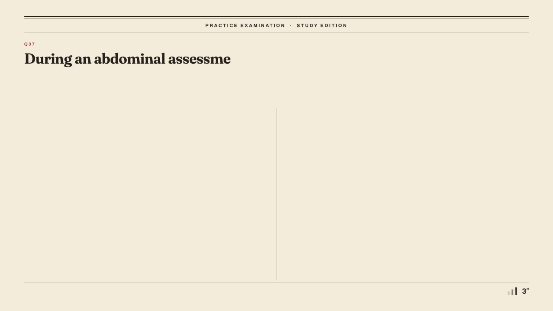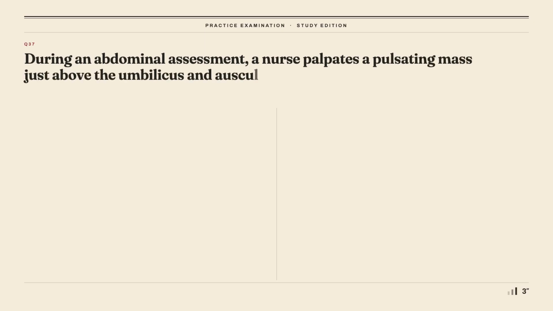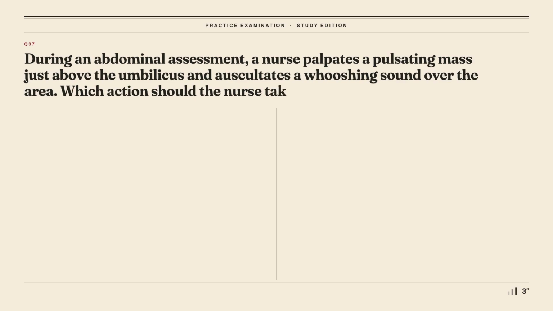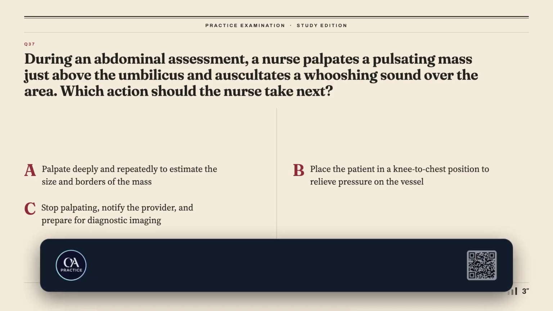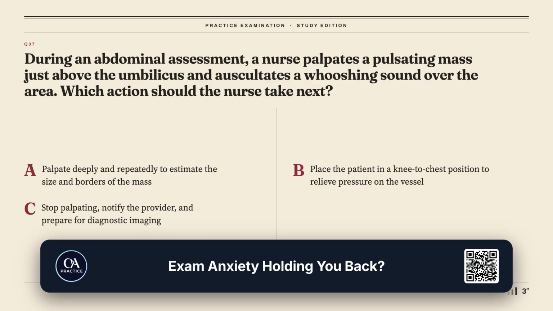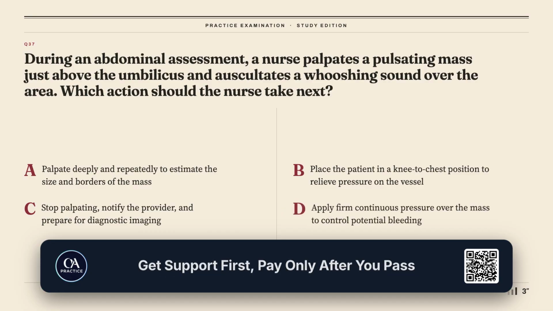Question 37. During an abdominal assessment, a nurse palpates a pulsating mass just above the umbilicus and auscultates a whooshing sound over the area. Which action should the nurse take next? Your options are: A. Palpate deeply and repeatedly to estimate the size and borders of the mass. B. Place the patient in a knee-to-chest position to relieve pressure on the vessel. C. Stop palpating, notify the provider, and prepare for diagnostic imaging. D. Apply firm continuous pressure over the mass to control potential bleeding.